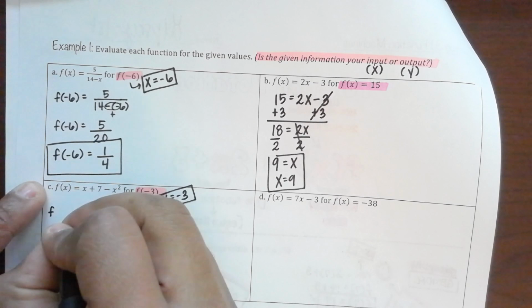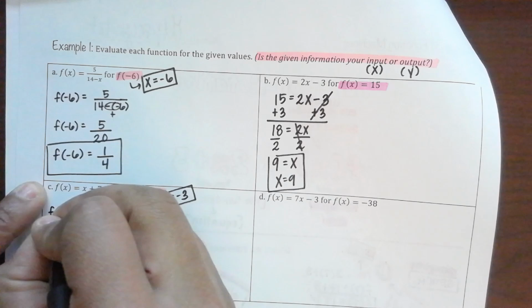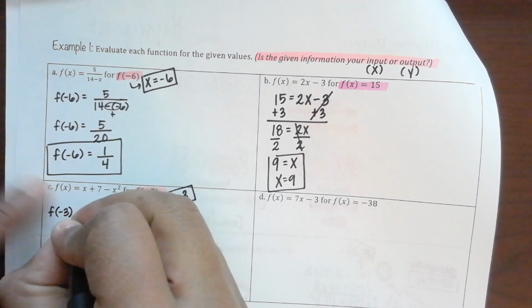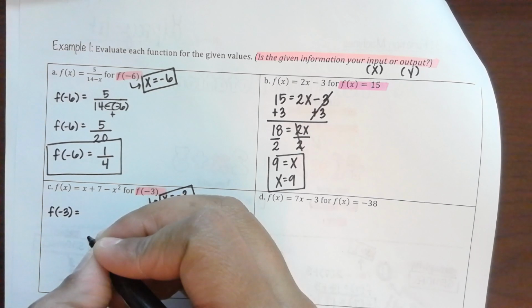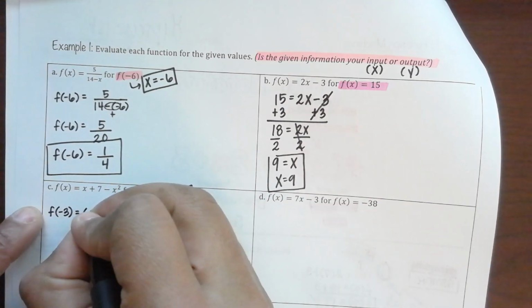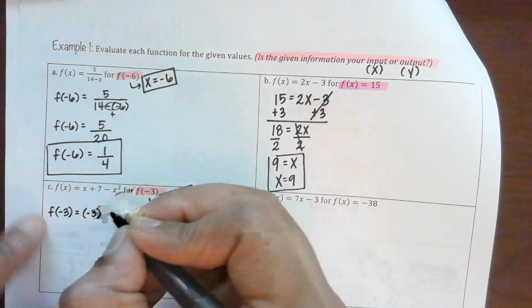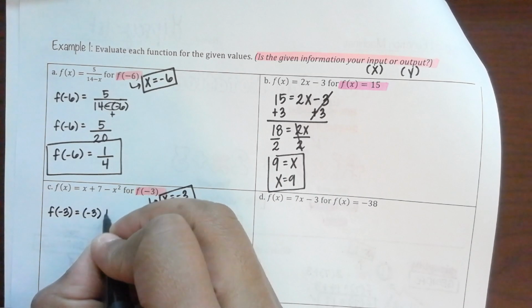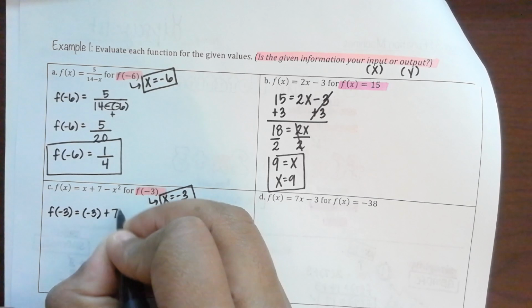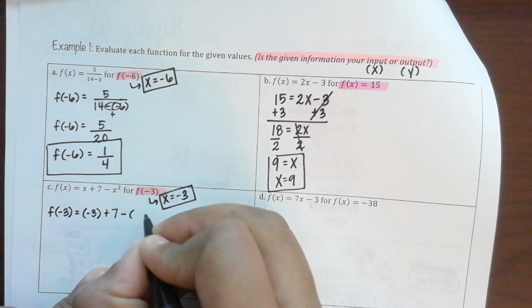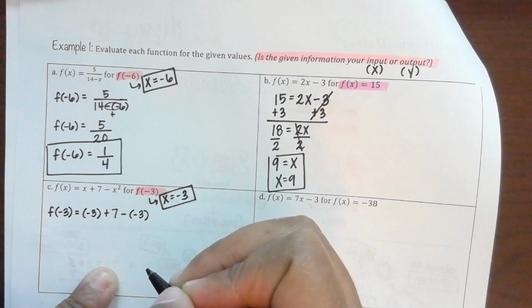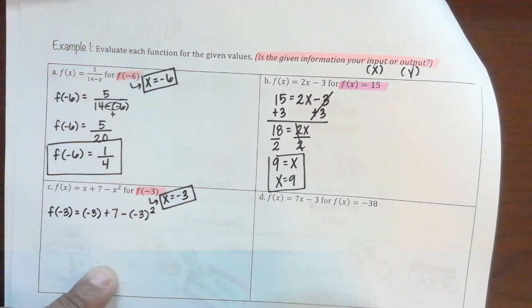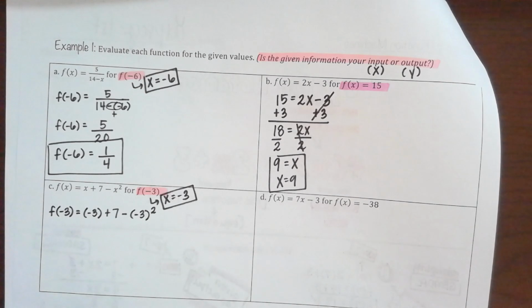F of negative 3 equals. Are we missing something? Parentheses. Because when you're substituting in, are they essential? Yes. What comes behind that? Plus 7. Then minus parentheses, x, not x, but negative 3. Thank you, parentheses squared. When you're doing squared, they also get kicked out of there, okay?